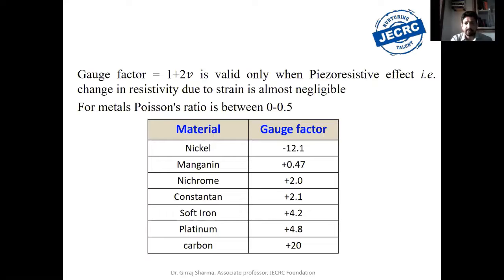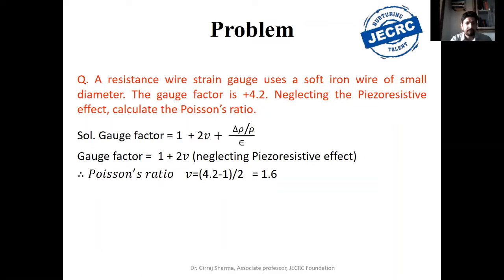So we have already discussed that del rho by rho can be neglected only if the piezoresistive effect is negligible. Now, for the metals, the value of Poisson's ratio lies between 0 and 0.5. And for other materials, we can determine the value of gauge factor from this table. Now, let us solve one numerical problem based on this formula of gauge factor. The problem is: a resistance wire strain gauge uses a soft iron wire of small diameter. The gauge factor value is given as 4.2. In this question, we can neglect the piezoresistive effect and we need to calculate the value of Poisson's ratio.